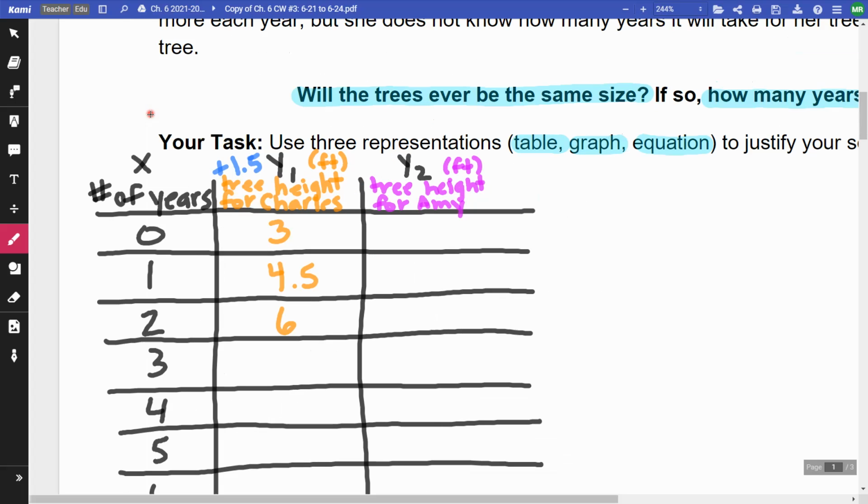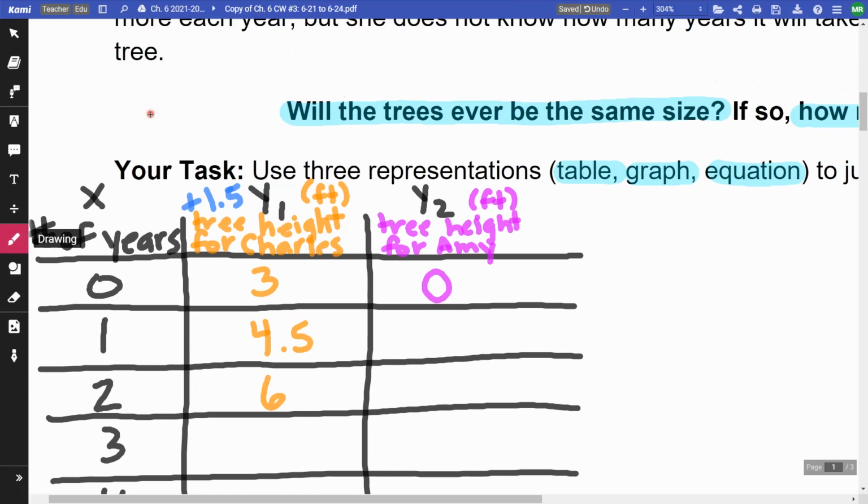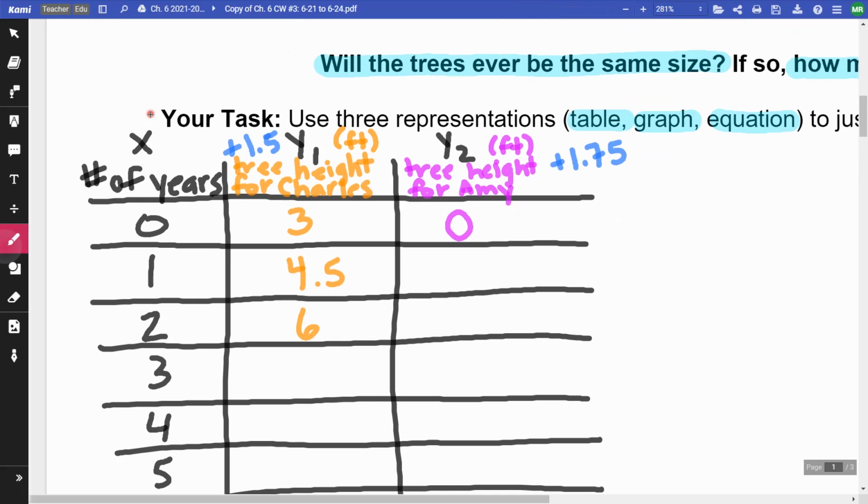And I'm going to also do the same idea for Amy. Now, Amy, hers was a seed. It started at a height of 0, but it grew 1.75 feet per year. So we're going to keep adding 1.75, 1.75. So I'm going to have 1.75. And I'm going to take 1.75 and add 1.75, and I get 3.5 and so on.